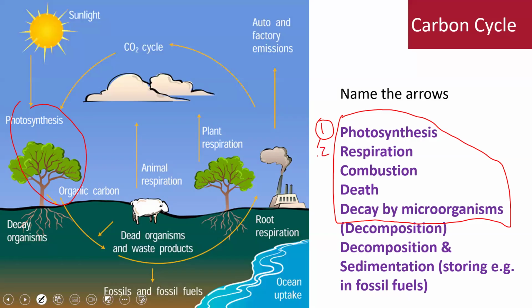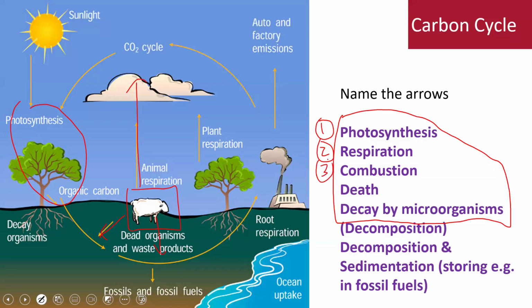The second thing is respiration. Basically everything that isn't a plant is respiring. So we've got Flossie the sheep in the middle there. Flossie the sheep is respiring and putting carbon dioxide into the atmosphere. It then poos and has its waste products. The waste products are then eaten or used up by microorganisms. They die, and when they die, they rot, which is then respiration again.